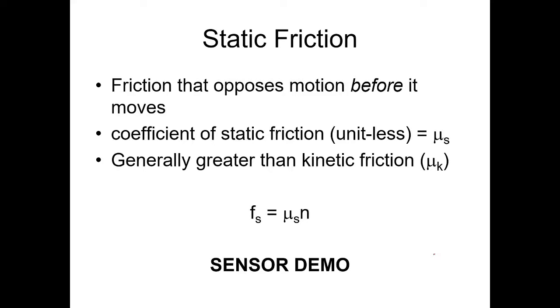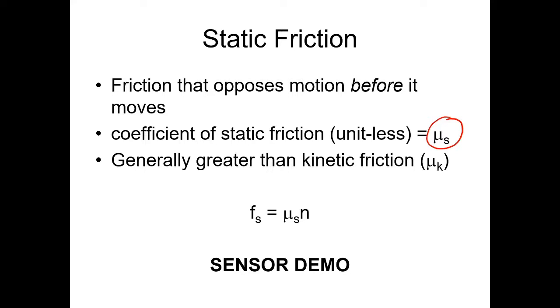In today's video, we're going to learn about static friction, which is the friction that opposes motion before it moves. So if you've ever tried to push a heavy box across a floor, what you've probably noticed is sometimes it can be hard to get the box moving. But then once you get it moving, it's a little bit easier. What makes it so hard to get the box sliding on the floor is the coefficient of static friction, which is mu sub s.